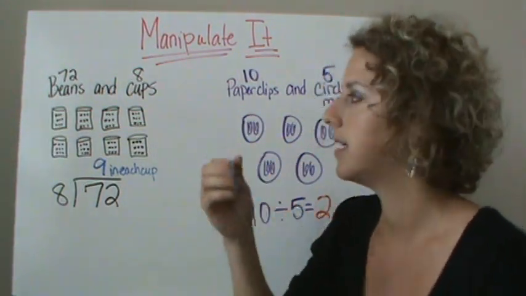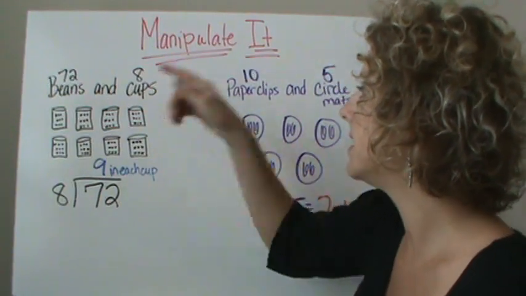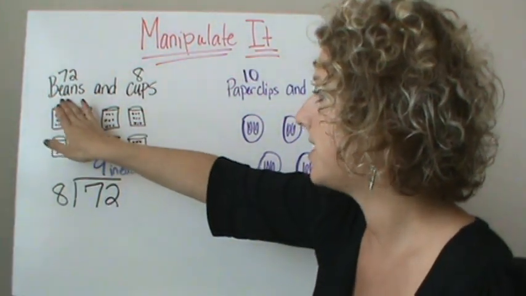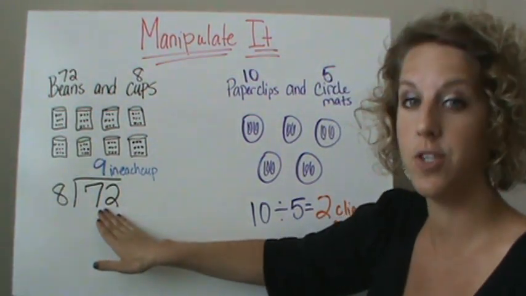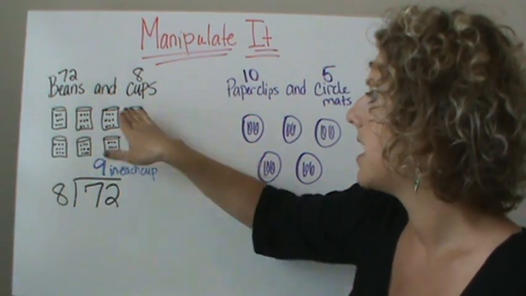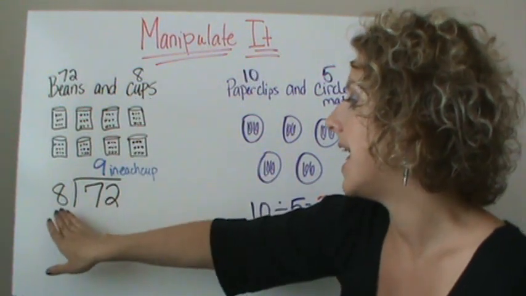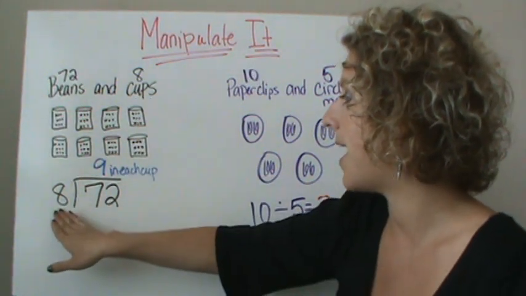Something has to represent the groups, which is the cup, and then something has to be maybe smaller to represent each little piece. So if we had beans and cups, we're going to start out with 72 beans. So we're going to count out our 72 beans, and we're going to divide it by 8. 8 cups. 72 divided by 8.